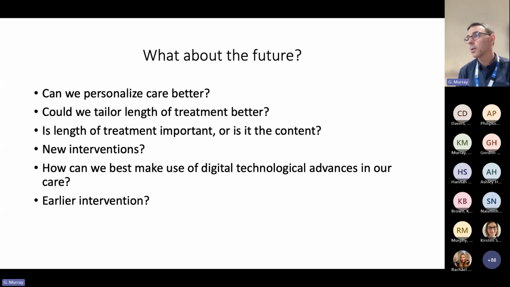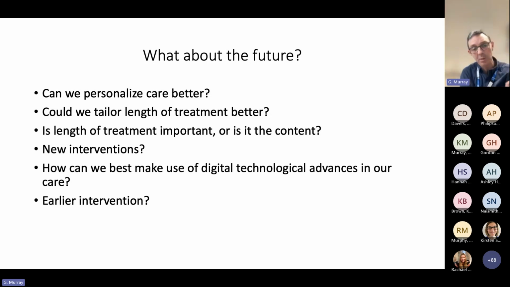We try to personalize care, of course. We have a formulation and we come up with what we think are important interventions for an individual. But by and large, we have a menu of treatments that we offer to everybody, and we don't really know who is going to do well and who is going to do badly. So can we personalize care better? Can we tailor the length of treatment better? We have this model, don't we, of 3 years in EIP. Should it be longer? Should it be shorter? Maybe some people need longer, some people need shorter. Is it the amount of care you get, or is it the content? So I hope there'll be some improvements in that area over the coming years.